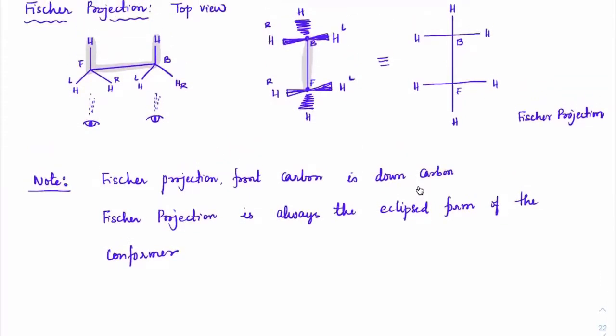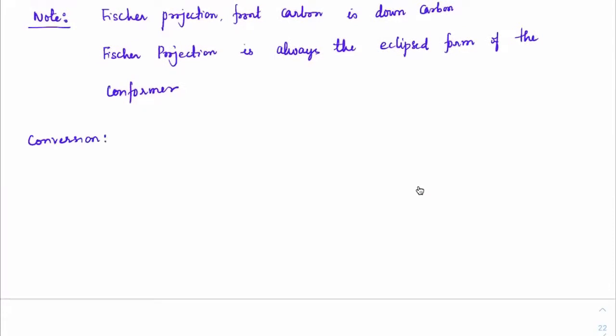Why can't we write Fischer projection for the staggered form? Okay. Right. Problem is, if this is up and this is down, correct? You are viewing from this end, these two will come out, these two will go inside, correct? And this will come outside, right? The image will look similar, even for the staggered position, the image will look similar, correct? But Fischer projection, he made a particular rule that everything that is horizontal should point towards me. Anything that is vertical, those groups should point away from me. So interconversion of one to another.